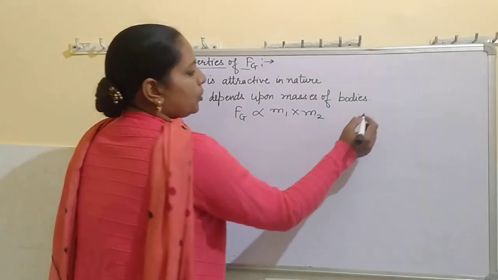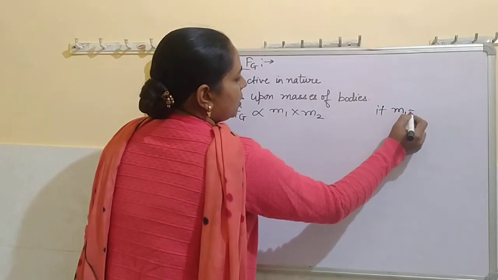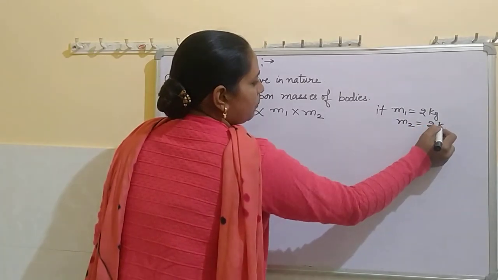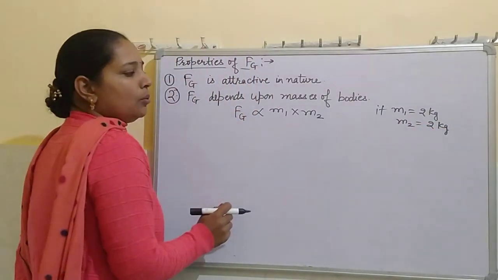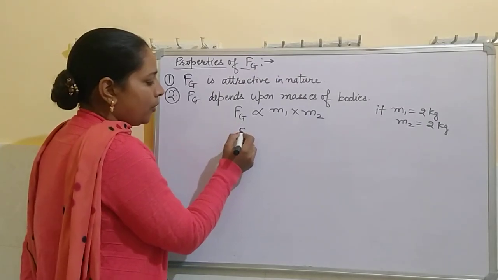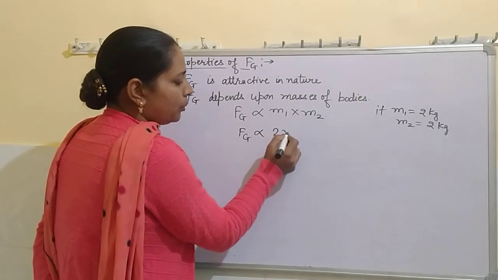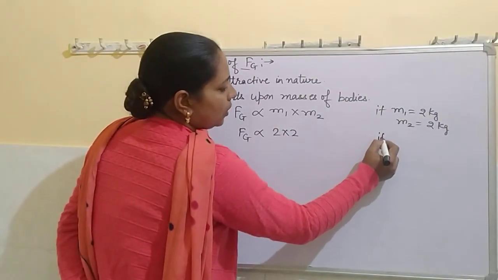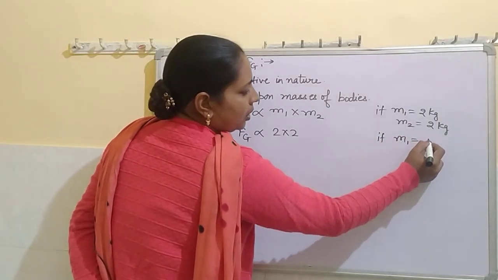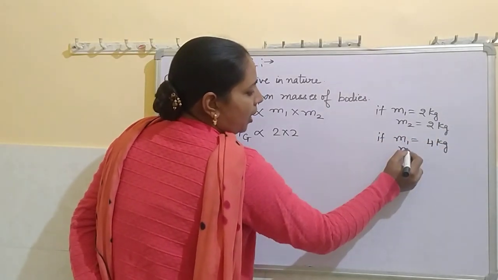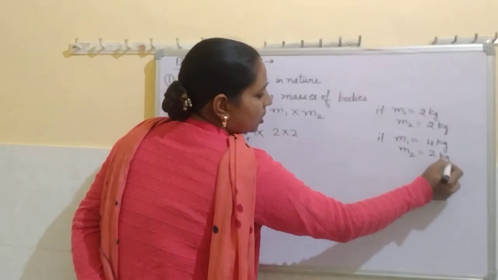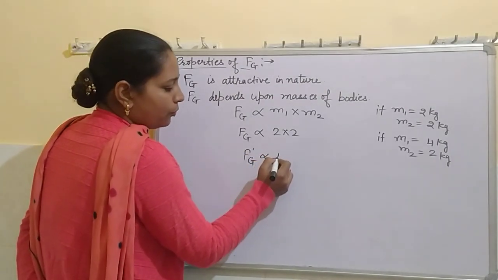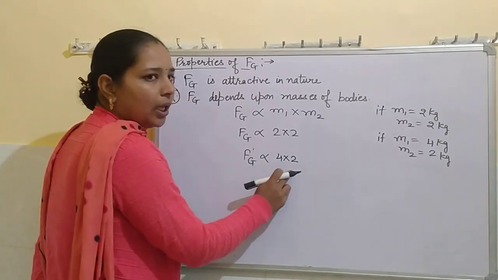For example, suppose m1 is equal to 2 kg and m2 is also 2 kg, then what will be the force? Fg will be proportional to 2 multiplied by 2, that is 4. Now I am going to change the values. If m1 becomes twice, that is 4 kg, and m2 remains the same, 2 kg, then what will be the force? Now the force is 4 multiplied by 2, that is 8.